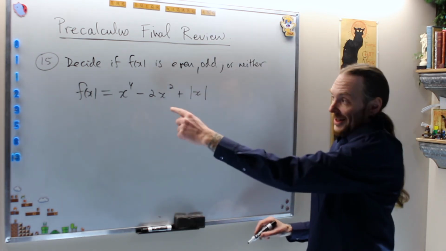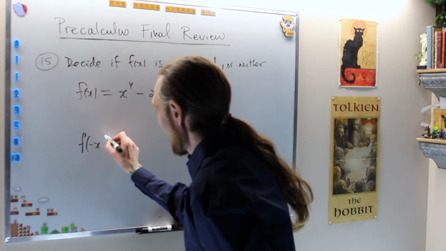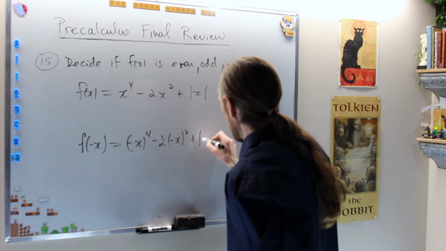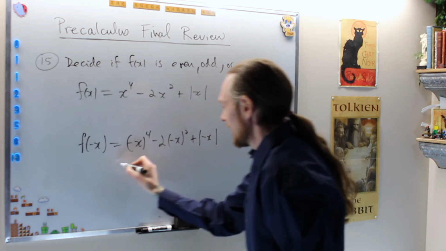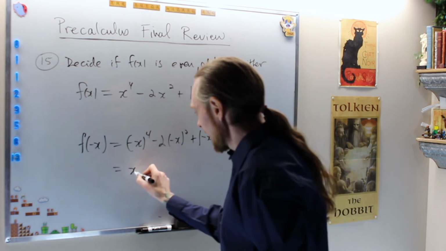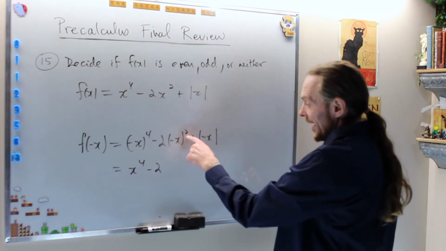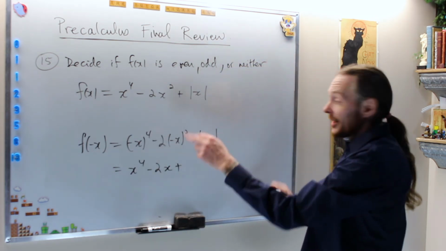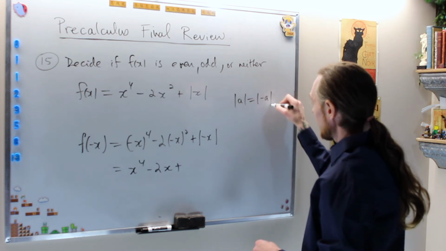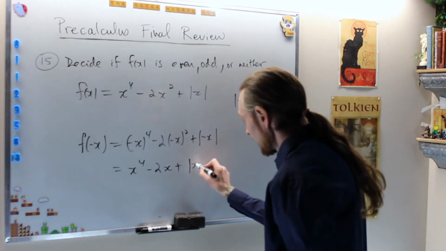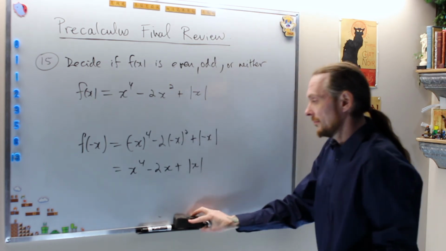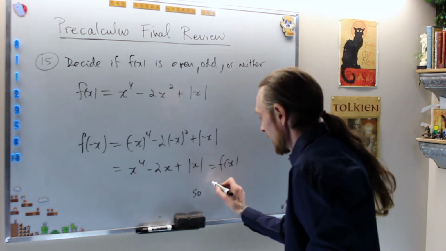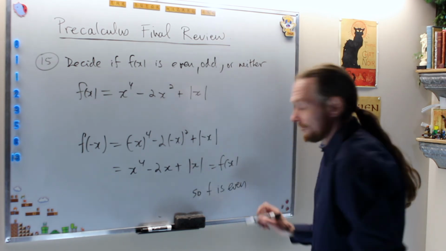We're going to put negative x where x was. F of negative x is negative x to the 4 minus 2 times negative x squared plus the absolute value of negative x. In the first one, the even power kills the negative, so x to the 4 minus 2 times x squared kills the negative inside the brackets, and plus absolute value kills this. The absolute value of a is equal to the absolute value of negative a. So this is the absolute value of x. What is that? F. So f is even in this case.